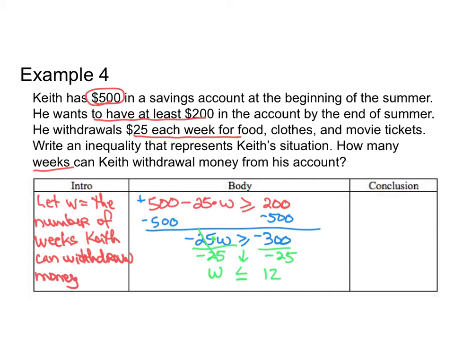What does that mean? That means that Keith can withdraw $25 each week. Well, let's put that in there too. So let's do that. Up to 12 weeks. And then this is our answer.